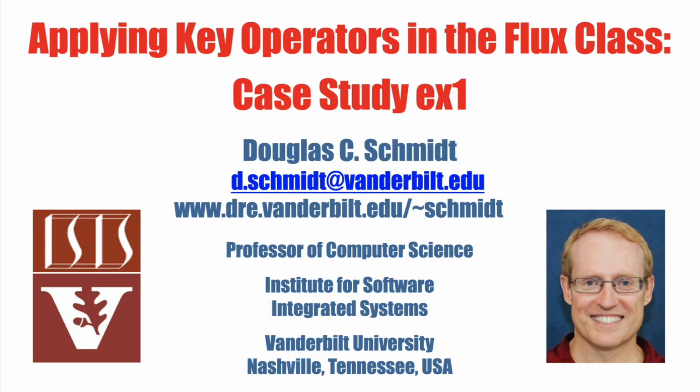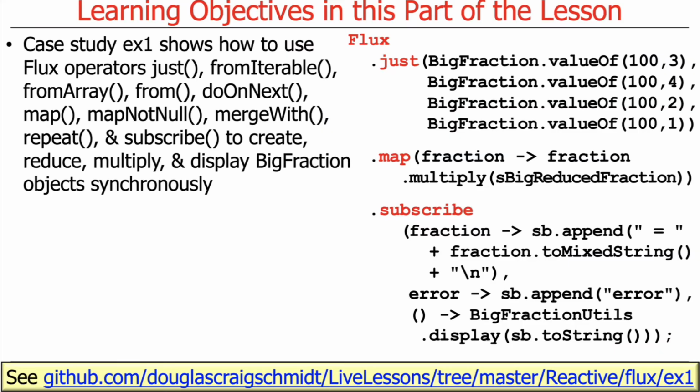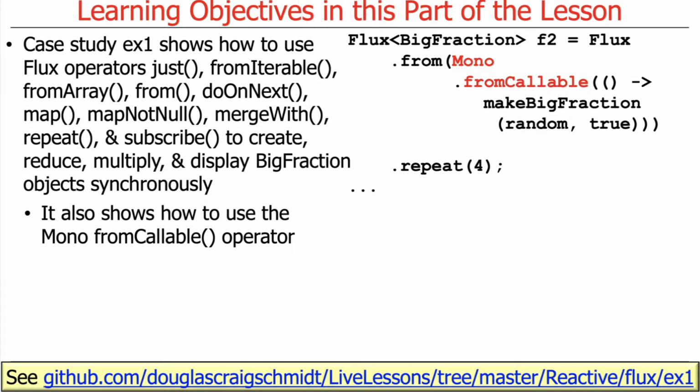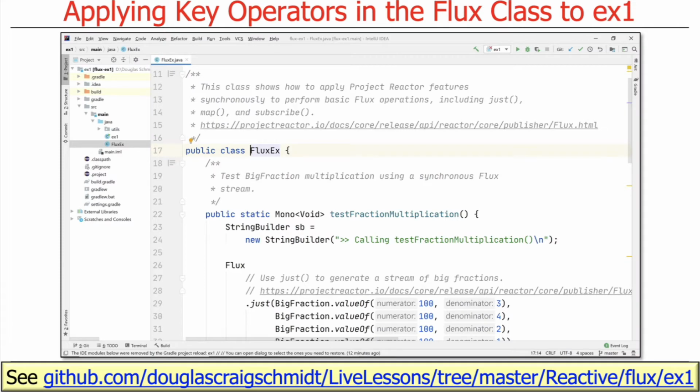So we're now ready to start describing a case study that'll apply the various operators we've talked about in Flux so far. This is case study ex1. And as you can see, it's going to apply all the things we've been talking about. And it'll also show how to use the mono from callable operator to get things to be lazy, not eager, the reverse of eager. And as usual, you can get all this stuff in my GitHub repository at this link.